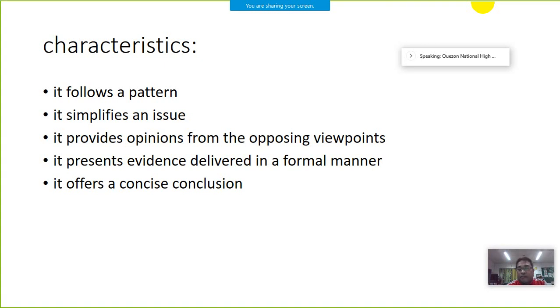So in editorial, the language that we have to use is the standard one. So, in other words, the formal language. It offers a concise solution. So the ending of an editorial must be something that gives concrete and practical solutions.